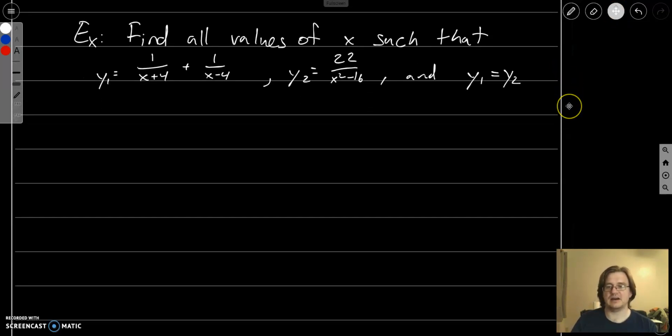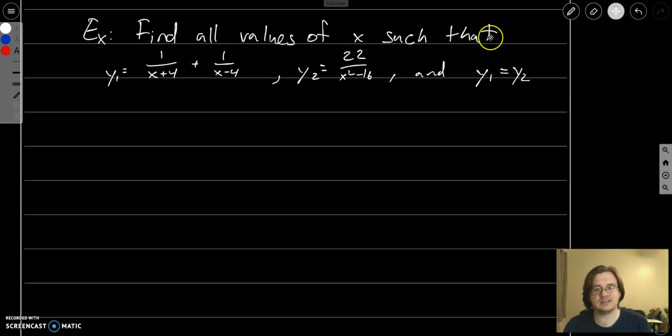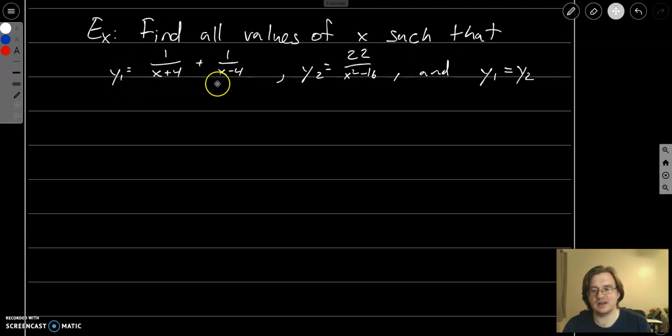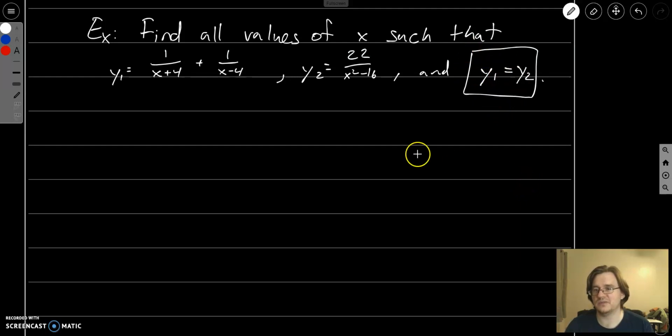This last question is just another example of how these things might be worded. So this says find all values of x such that we have y1 is equal to this expression in x, y2 is equal to this expression in x, and y1 is equal to y2. So we need to solve for x. And we've got 3 different equations here. But it's not going to be that bad, because we know that y1 has to be equal to y2.